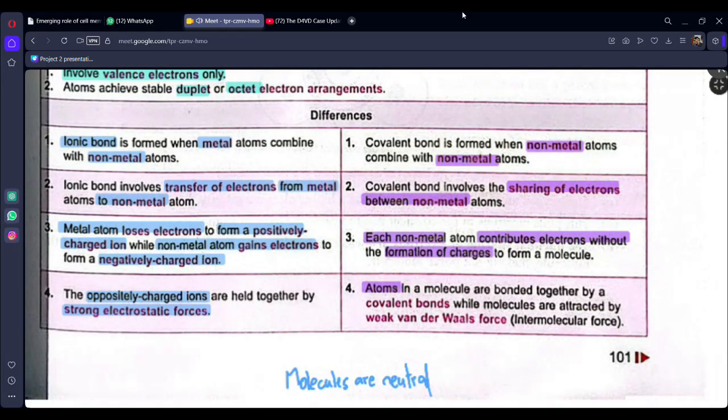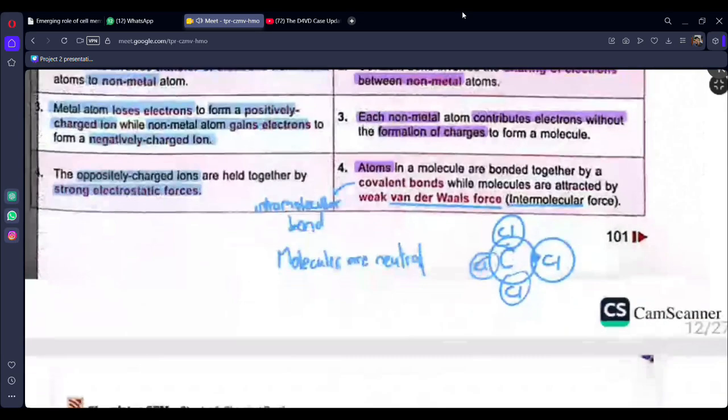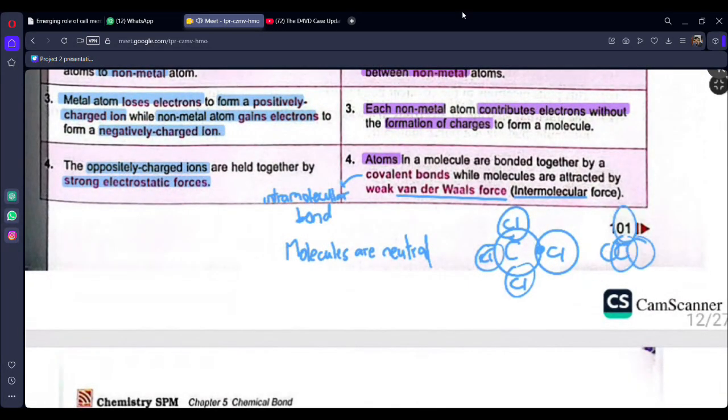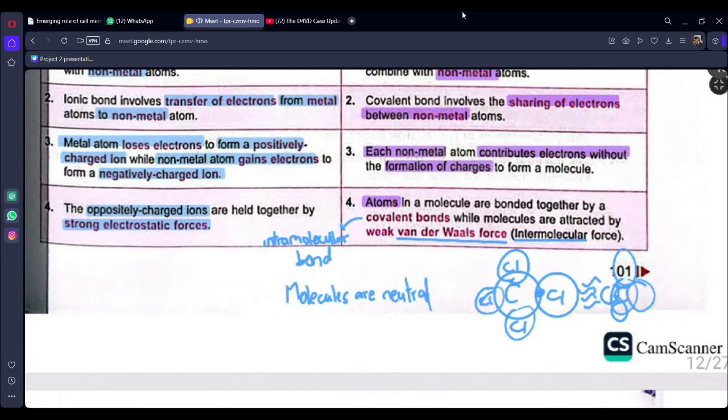See, atoms in a molecule. So if I draw CCl4, so 1, 2, 3, 4, these are all atoms. They are all bonded within the molecule by electrons. But there are intermolecular forces too. The covalent bond is a form of intramolecular bond. Van der Waals is intermolecular. Intra means within, inter means outside. So if here I have another CCl4, C, 1, 2, 3, 4, there will be forces of attraction here. That is called Van der Waals forces of attraction, or intermolecular force.